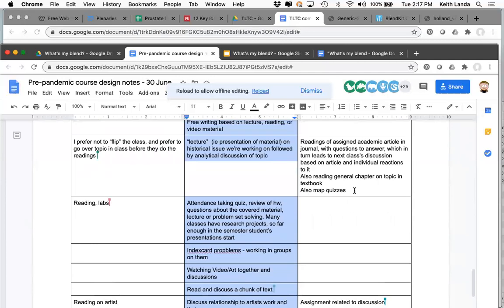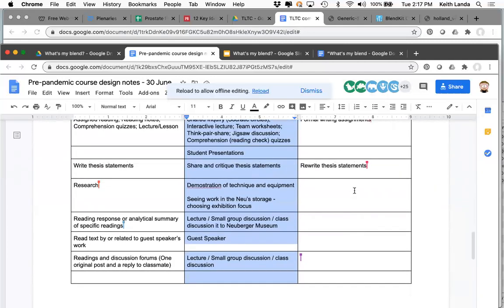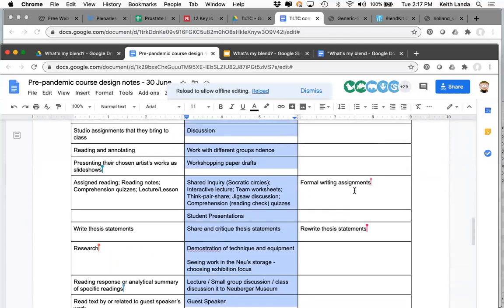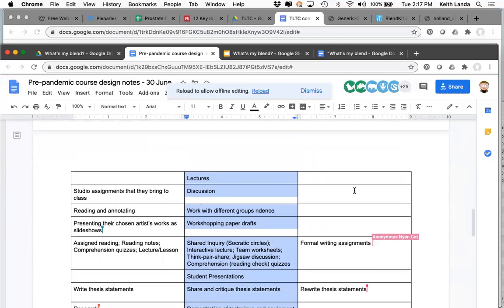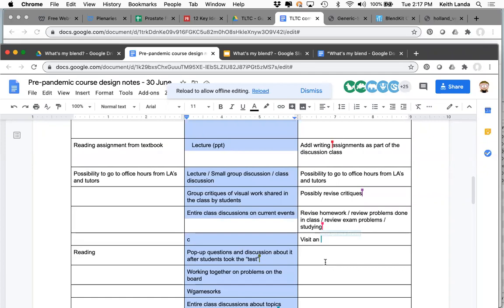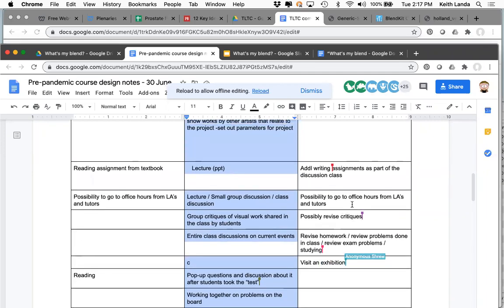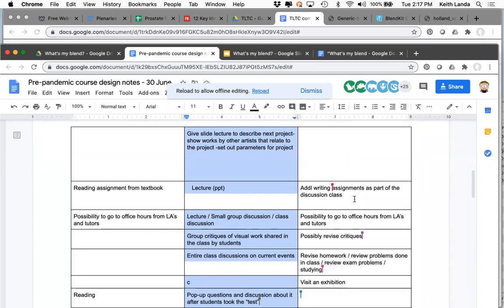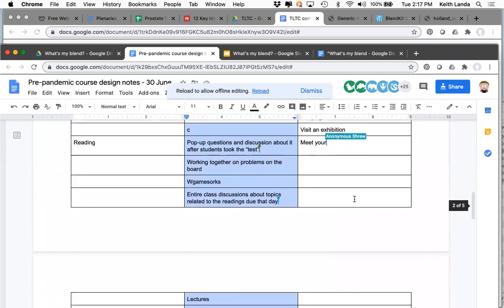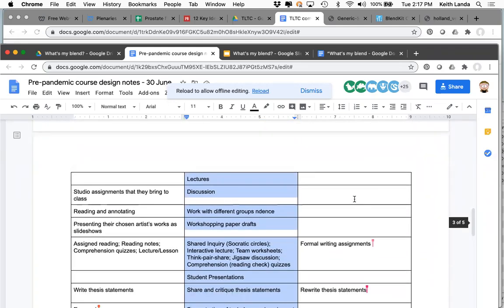And then activities that you have your students do to follow up afterwards. So this looks like a writing class: write your thesis statement, share and critique the statements, rewrite them, revise homework, revise critiques, go to office hours, writing assignments, visit an exhibition, and so forth.